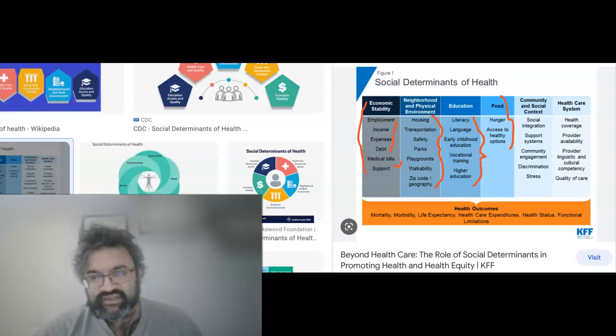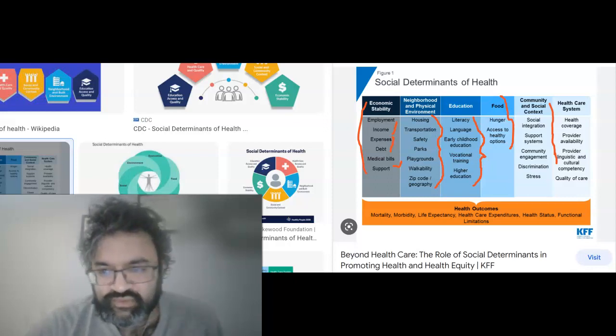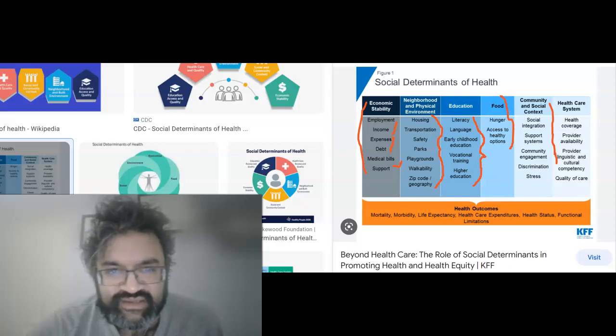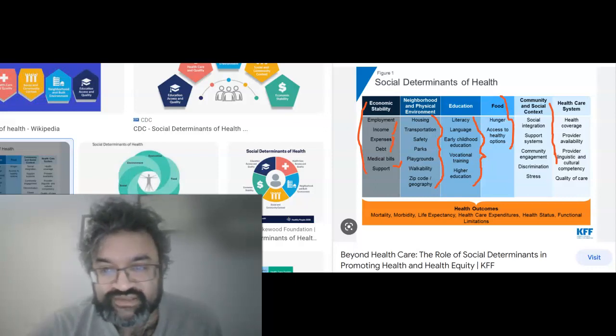Next, we go into community and social context. This is support systems, community engagement, and everything else. So we've gone through community and social context, and of course that, social and community context, is part of the original 5 domains as well, and then healthcare system. So access to health, insurance coverage, linguistic and cultural competency, and then quality of care.